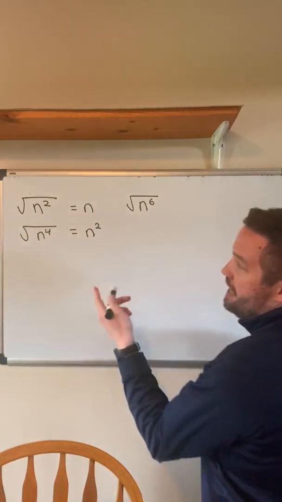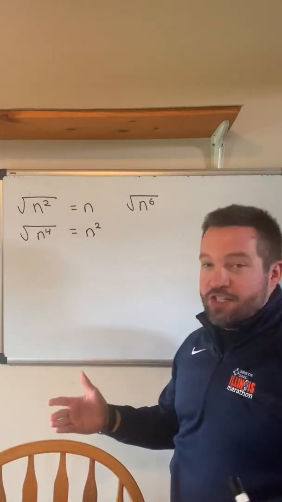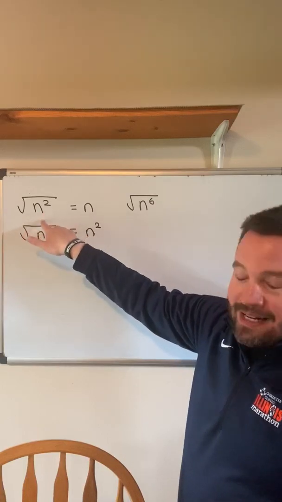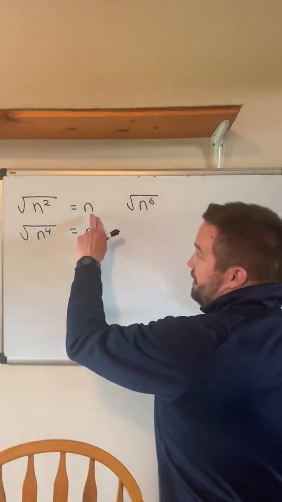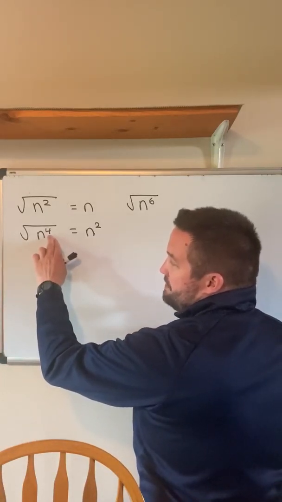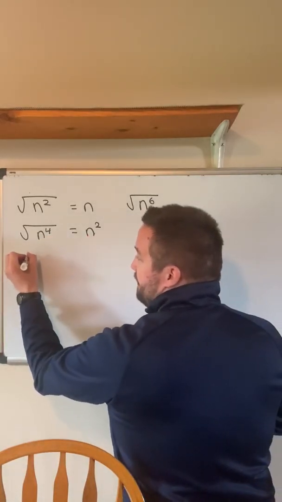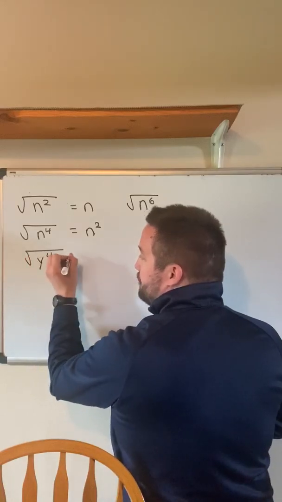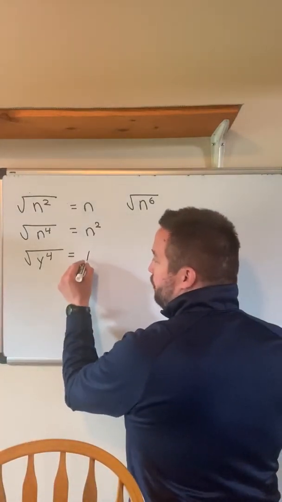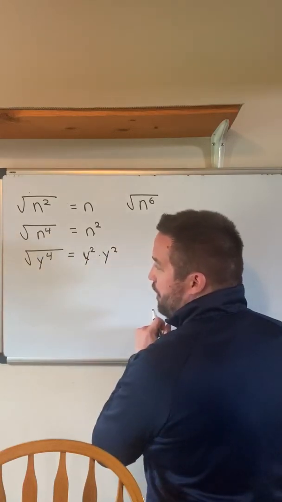We talked the other day about the square root of n squared, and really all you're essentially doing is asking yourself what's times itself is n squared, and it's going to be n. The square root of n to the fourth, what number times itself is n to the fourth? That's going to be n squared right there. If I had the square root of y to the fourth, well, what number times itself is going to be y to the fourth? y squared. Because after all, y squared times y squared is y to the fourth.